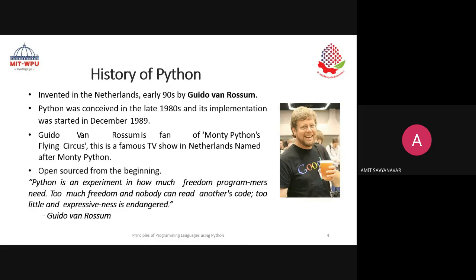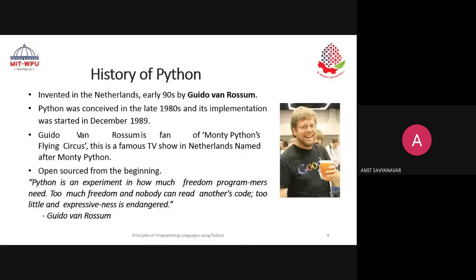Then talking about the history of Python, it all started in the Netherlands, and the founder was Guido van Rossum. In fact, the implementation of Python started in the year 1989. It got its name from a famous TV series, Monty Python's Flying Circus.